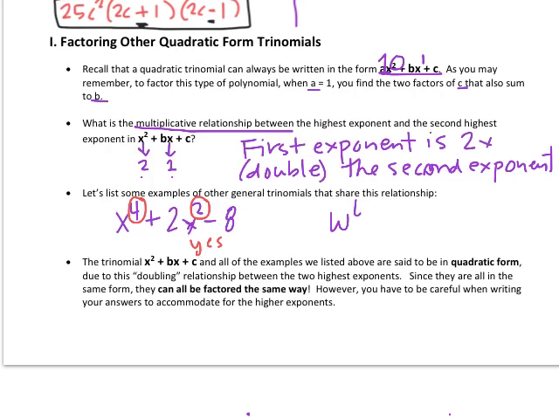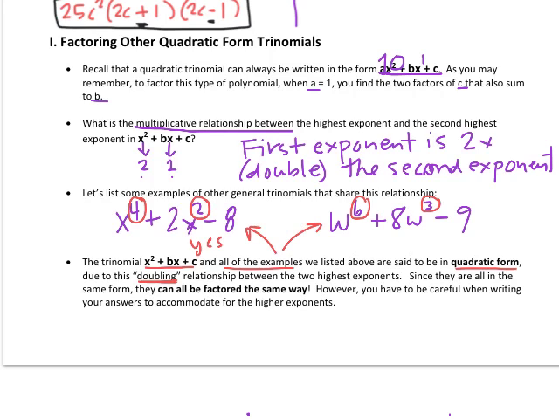How about w to the sixth plus 8w to the third minus 9? Okay, is it true that the first exponent is twice as big as the second exponent? Yes, it is. So the trinomial, this type, and all of the examples that I just gave you here and here, we say are in quadratic form due to the fact that the first exponent is double the second exponent.